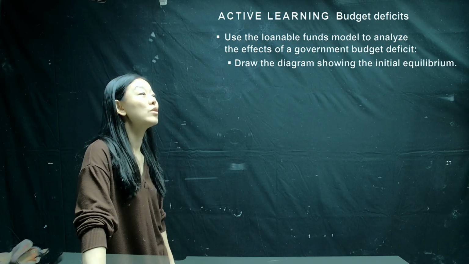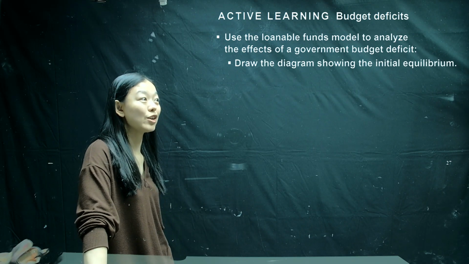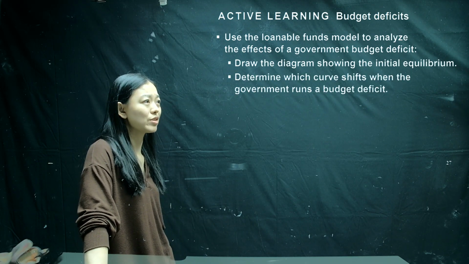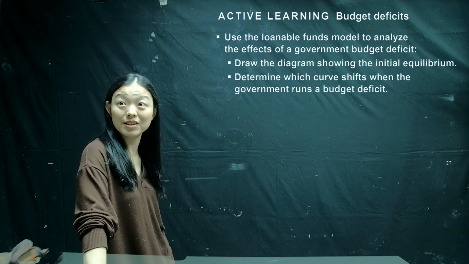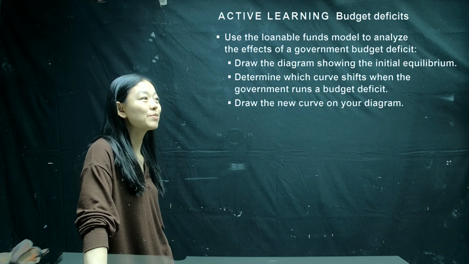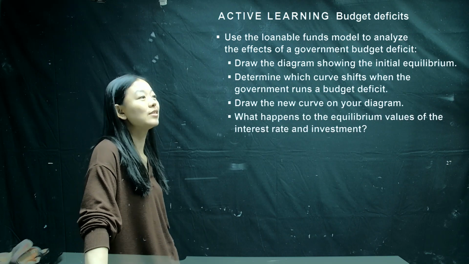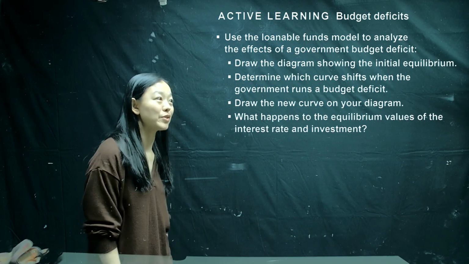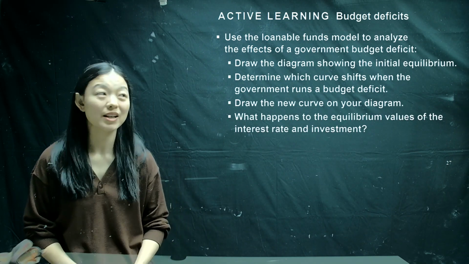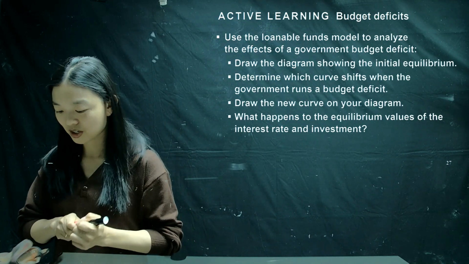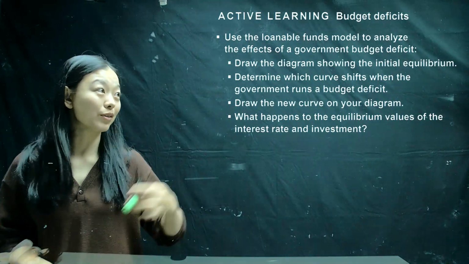The first one, draw a graph showing the initial equilibrium, and then determine which curve will shift when the government runs a budget deficit. After that, please draw the new curve on the diagram and analyze what happens to the new equilibrium, interest rate, and loanable funds market. Okay, so let me just follow the steps.